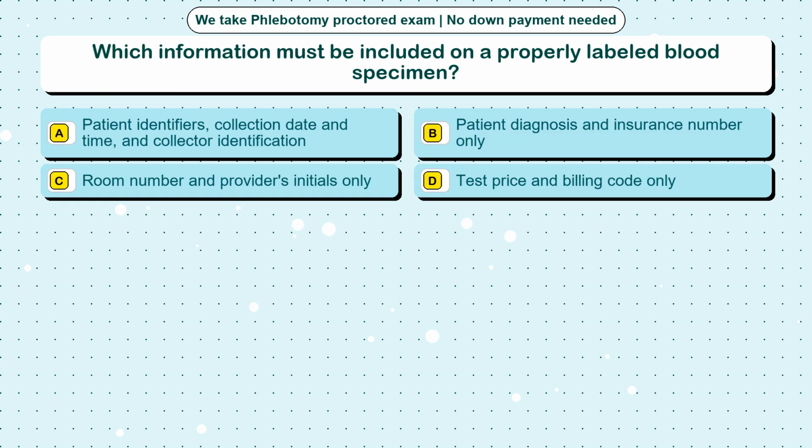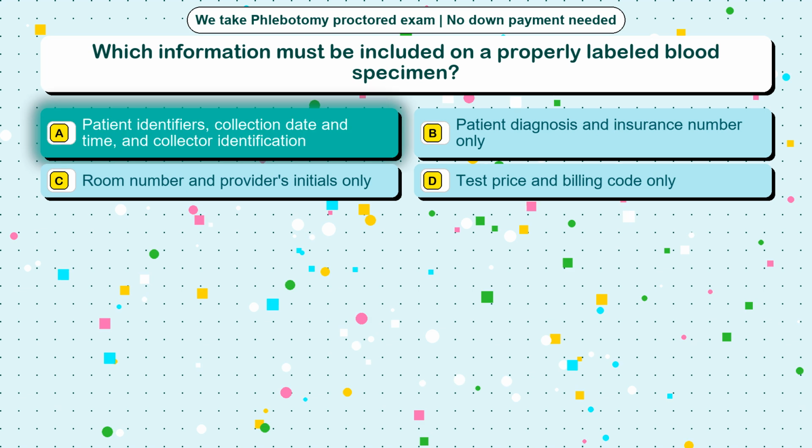Question 97. Which information must be included on a properly labeled blood specimen? Option A. Patient identifiers, collection date and time, and collector identification. Option B. Patient diagnosis and insurance number only. Option C. Room number and provider's initials only. Option D. Test price and billing code only.